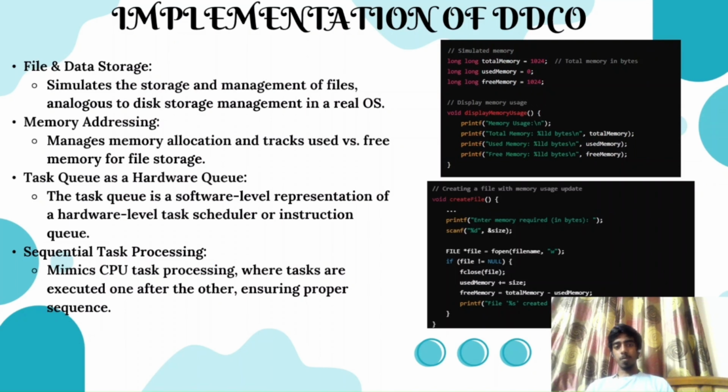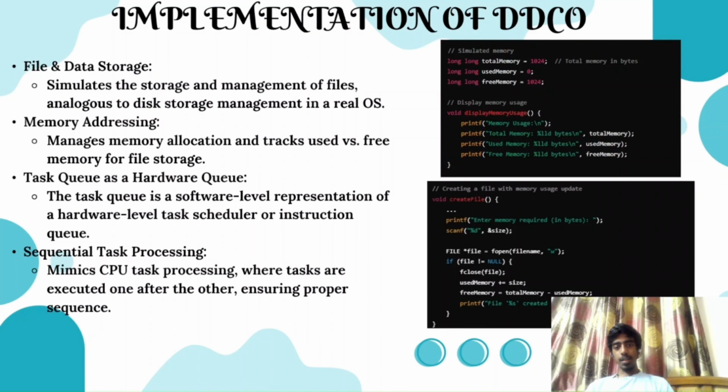Implementation of the code. Here the code simulates memory management by tracking the total memory, used memory, and free memory. It includes a function to display the current memory usage. Here we are declaring three variables: total memory, used memory, and free memory. The total memory is initialized to 1024 bytes, which represents the total memory available. Used memory is initialized to 0, indicating that no memory has been used yet. And free memory is initialized to 1024, the same as the total memory.